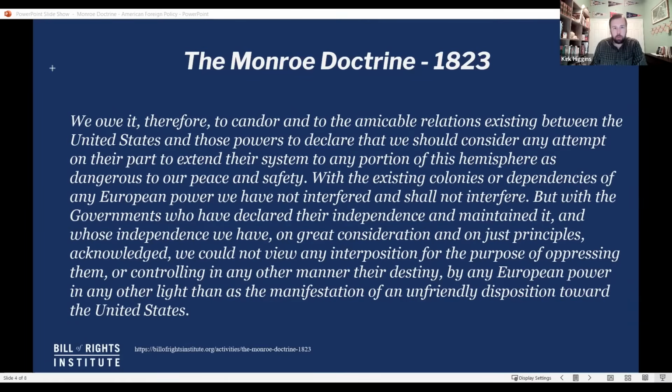It says, we owe it, therefore, to candor and to the amicable relations existing between the United States and those powers to declare that we should consider any attempt on their part to extend their system to any portion of this hemisphere as dangerous to our peace and safety. All right, so this is the key part of what later becomes known as the Monroe Doctrine, but here is just President James Monroe making a statement about what he sees as important for the United States. He says that we, the United States, should consider any attempt on their part to extend their system to any portion of this hemisphere as dangerous to our peace and safety.